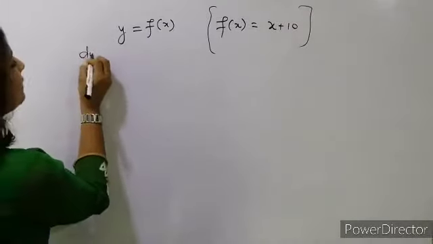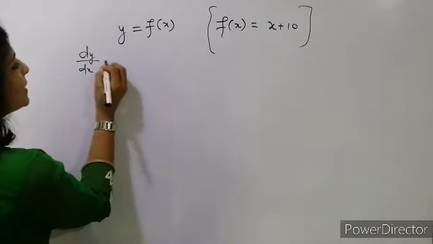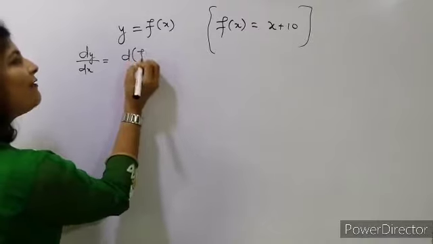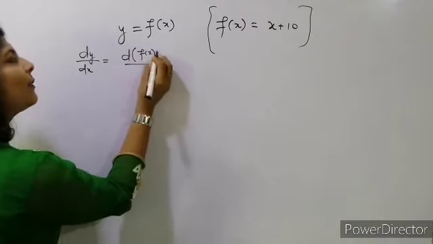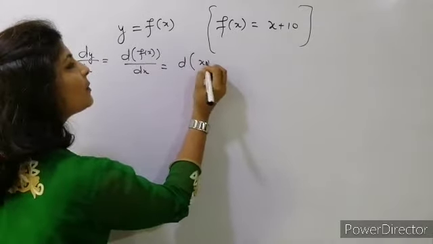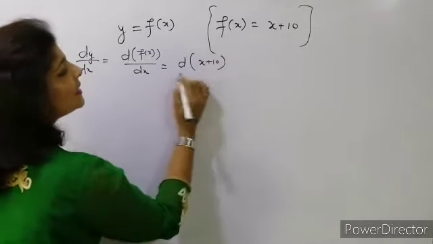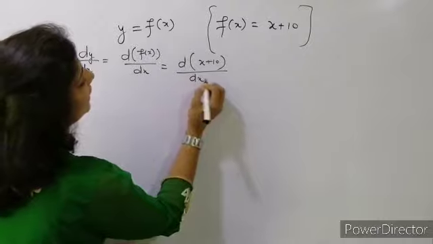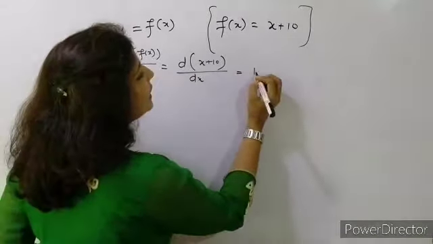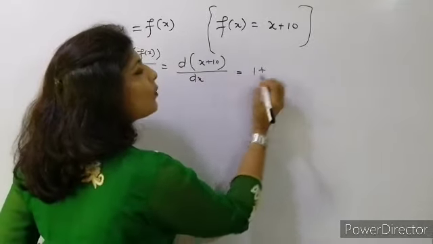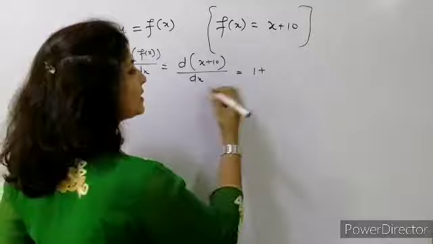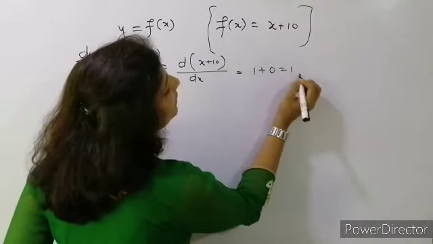So the derivative of y with respect to x, we used to find out. What were we doing? We were doing d f(x) divided by dx. In this case, d(x plus 10) divided by dx. So what will this be? dx upon dx will be 1, and the derivative of any constant with respect to x will be 0, so it will be 1.